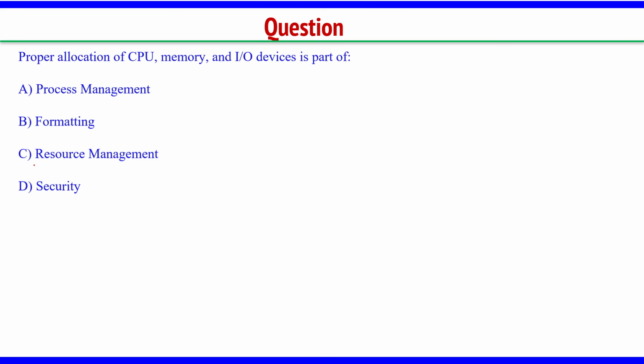The answer here is resource management. One of the important and first functions of the operating system is resource management: allocating CPU, memory and input output devices to the processes and programs. When you are doing multiple activities in your operating system, some memory should be allocated and some CPU should be allocated, and that is done by the resource management of the operating system.